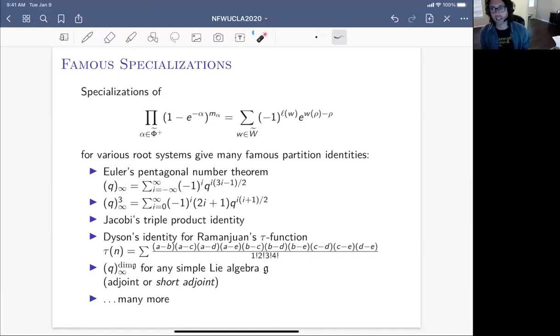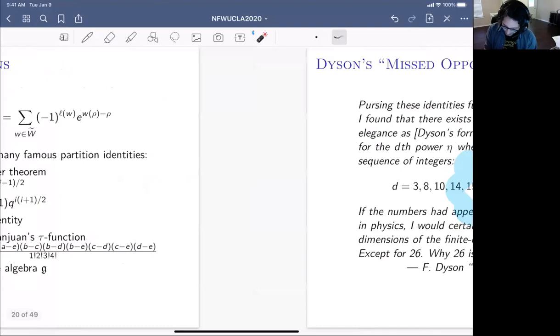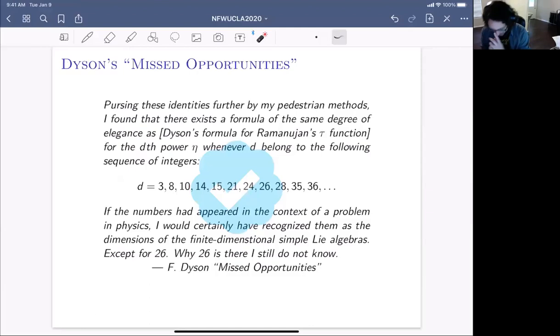In fact, it gives you something more, and we're getting very, very close to blue checkmark territory. So let me tell you about this. Here, Dyson has a nice paper called Missed Opportunities. Let me read a little bit. He says, pursuing these identities further by pedestrian methods, I found that there exists a formula of the same degree of elegance as the formula for the tau function, Dyson's formula for the dth power of eta, whenever d belongs to the following sequence of integers. And so he has 3, that's like A1, 8, that's like A2, 10, that's like B2 or C2, 14, that's like G2. Actually, I think he's missing 7. There's 15, 21, et cetera.